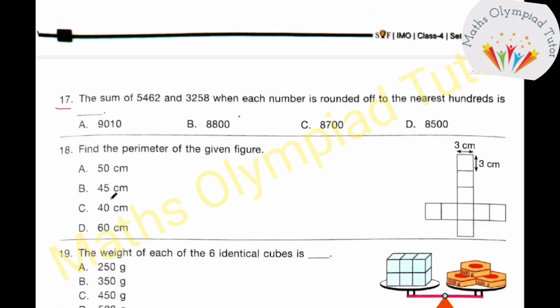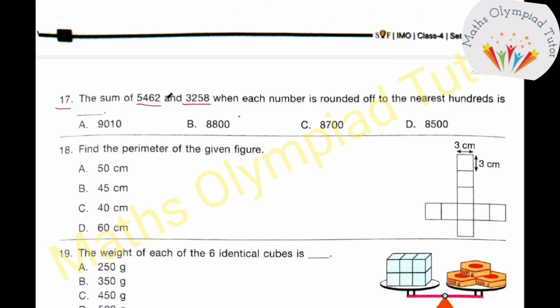Question 17: the sum of the numbers 5462 and 3258, when each number is rounded off to the nearest hundreds, is. So what we have to do is find the sum, but first we have to round off both the numbers 5462 and 3258 to the nearest hundreds.